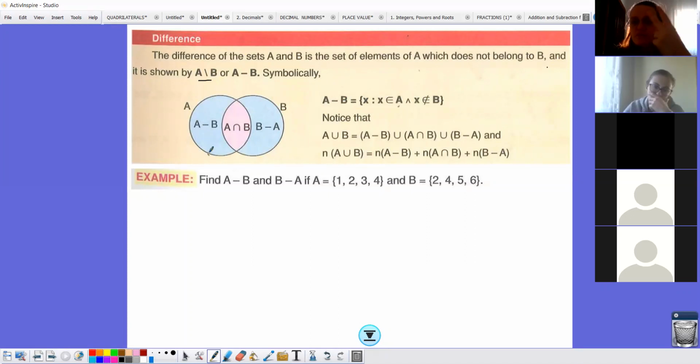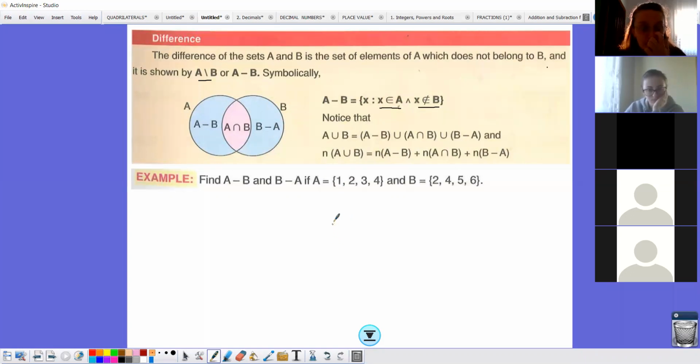For example, here we have two sets and they have common elements. A difference B is this part, the elements that are only in A, not also in B, okay? And B difference A, or B minus A, is the elements that are only in B, not also in A, okay? So how do we show this in set builder form? A difference B is equal to the set of X, where X is an element of A and X is not an element of B. This shows us the difference of two sets.